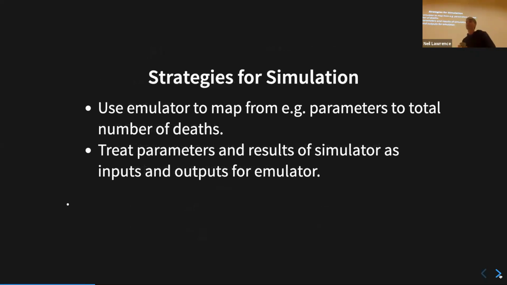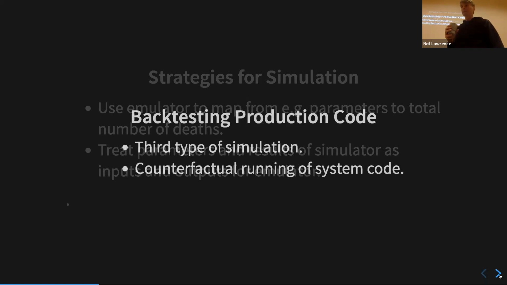So the idea is basically that we use an emulator to map from the parameters to the total number of deaths or the total infected. And we treat the parameters and results of the simulator as inputs and outputs to that emulator. And that's basically what's going to go on in surrogate modeling.